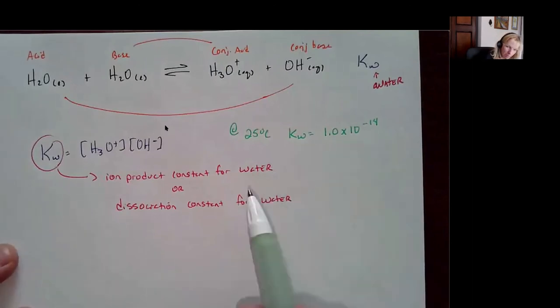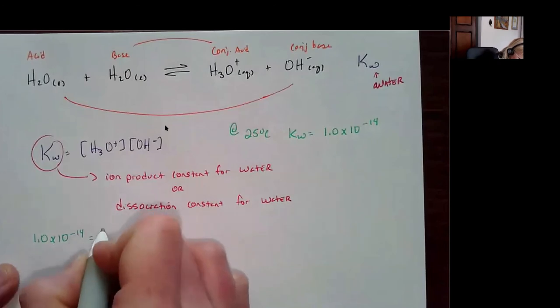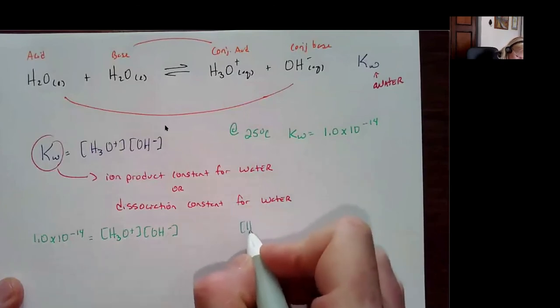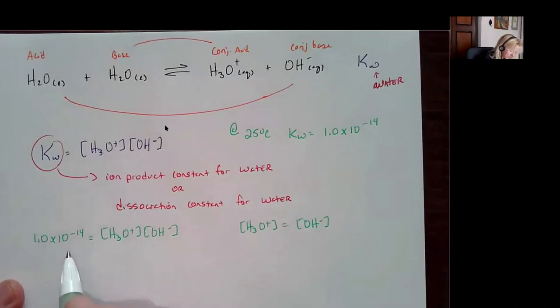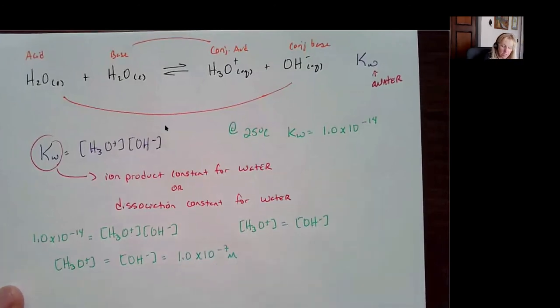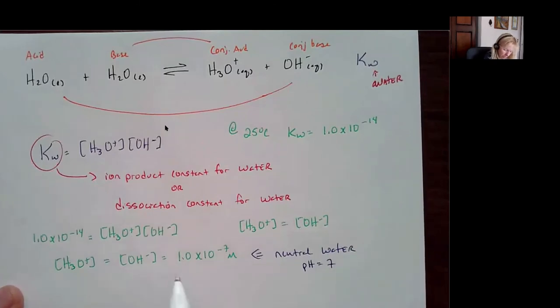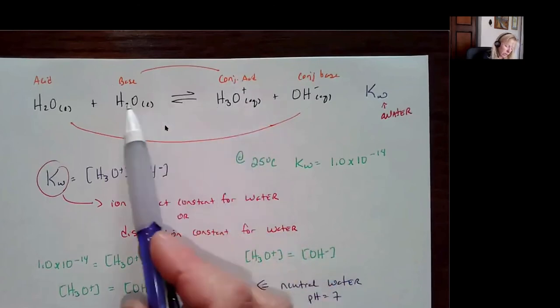And what that means, if I plug that in, so 1.0 times 10 to the minus 14 equals H3O plus times OH minus, if H3O plus equals OH minus, then these are going to be the same, and I'm going to take the square root of that. That means that each of these equals 1.0 times 10 to the minus 7 molarity. This is neutral. This is a neutral pH. Neutral water is going to have a pH of 7. That pH is coming from this small amount of hydronium ion that's being produced when water ionizes.